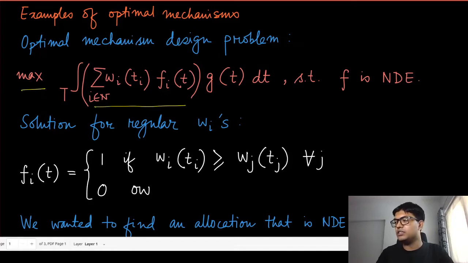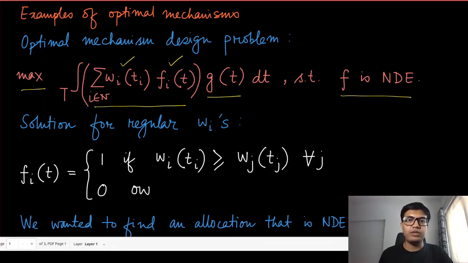This quantity is the sum of the products of the virtual valuations of each of these agents multiplied by their probability of getting allocated that object, and then taking the expectation with respect to G(T), which is the prior distribution over the type profile T. And we'll have to maximize this with respect to f, where f is non-decreasing in expectation. So this non-decreasing in expectation is required to ensure that the mechanism is truthful, incentive compatible in the Bayesian setup.